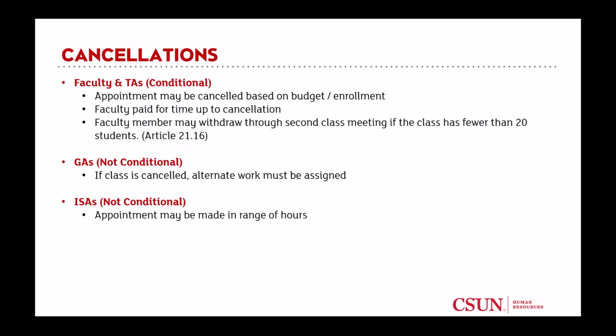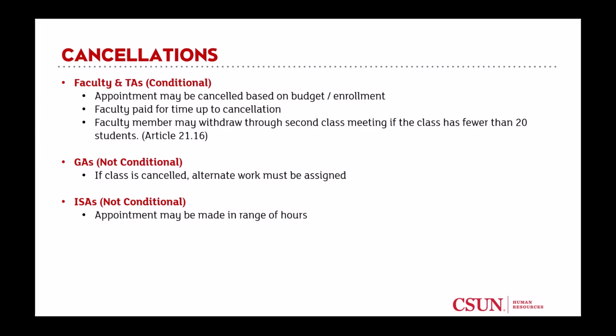So for cancellations, for faculty and TAs, remember their conditional enrollment. Remember how I said TAs similar to lecturers, not a lecturer, but similar. The appointment may be canceled based on budget or enrollment. For faculty, they are paid for their time up to the cancellation. Also, the faculty member, Unit 3, right, may withdraw through the second class meeting if the class has fewer than 20 students. So that's in Article 21. You might want to review that when hiring lecturers. Okay, so for GAs, remember, similar to research assistants, if the class is canceled, you need to find alternate work for them.